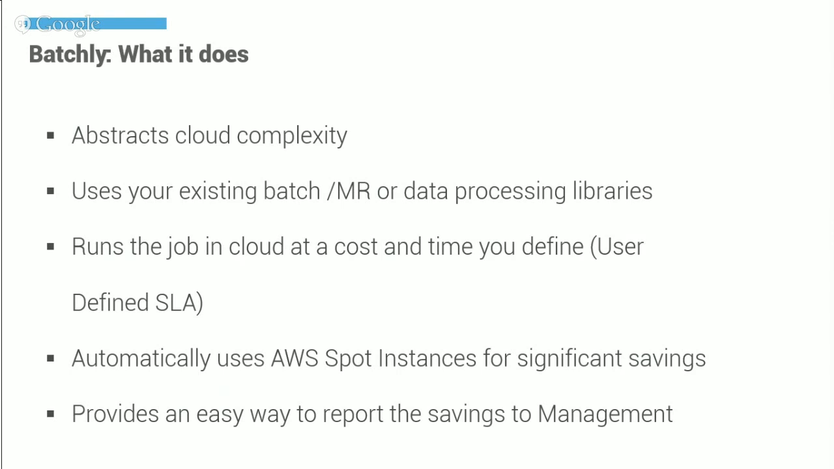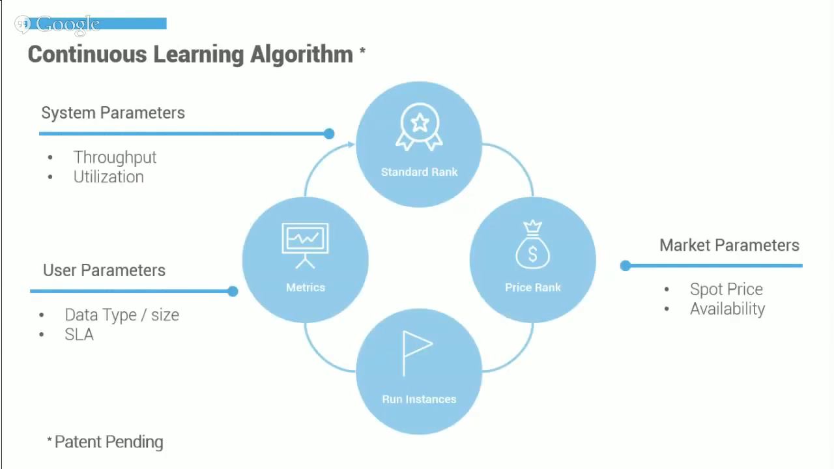Yeah, so basically it abstracts all the AWS Spot complexity. It uses your existing data and existing processing code, and it runs the job in AWS at a cost and time you define. Obviously, it uses Spot instances automatically. That's when you see a lot of savings. And the algorithm has the intelligence to identify the right Spot instances and bid at the right price. So everything is built into the algorithm. And it also provides an easy way to report the savings back to the management.